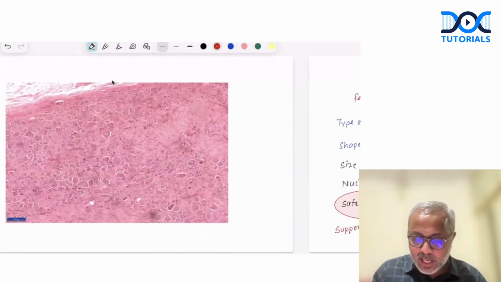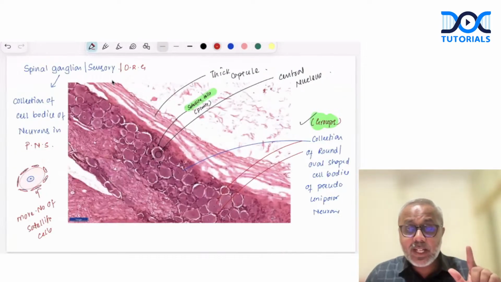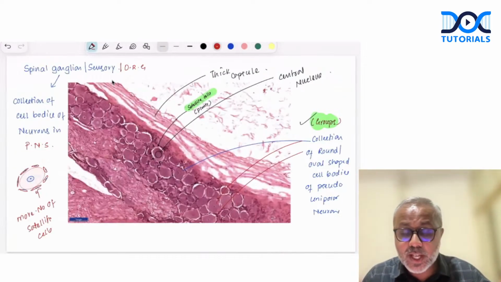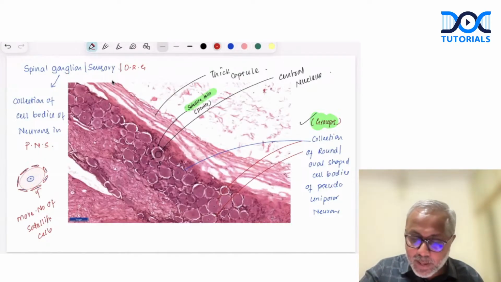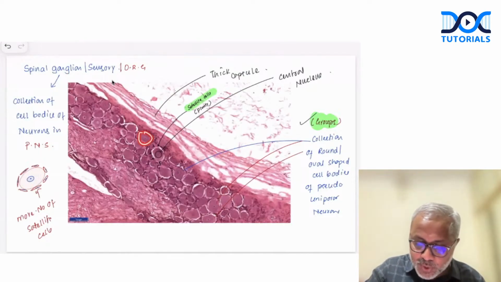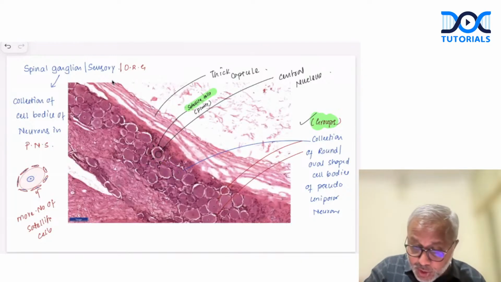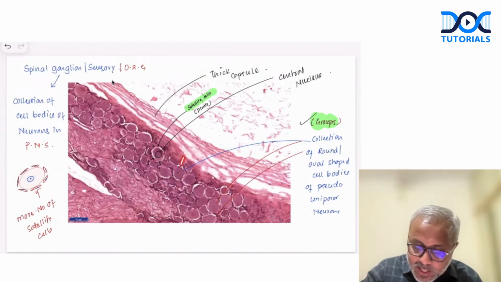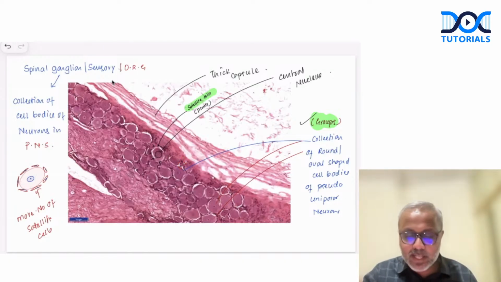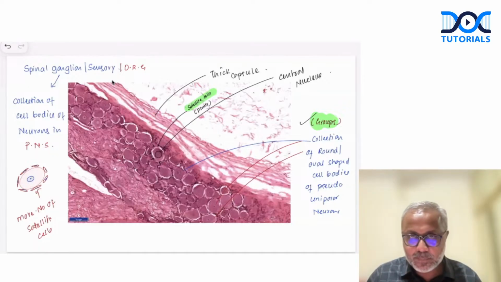Now, I'll just quickly close it with a quick revision. Spinal ganglion is also called dorsal root ganglion, or also called sensory ganglion, identified by the presence of groups of large round to oval cell bodies of pseudounipolar neurons. In these neurons, the nucleus is central in position. There is a large number of satellite cells. The whole tissue is covered by a thick connective tissue capsule.